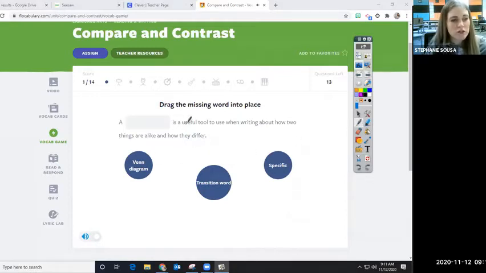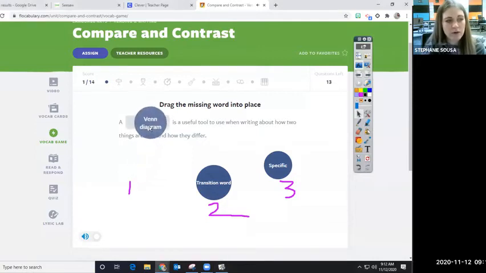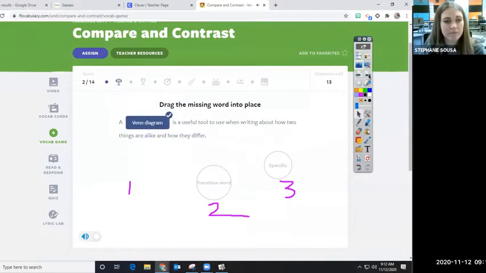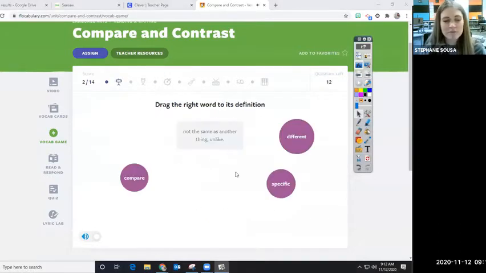A blank is a useful tool when writing about how two things are alike and how they are different. Is a Venn diagram a useful tool? Is a transition word a useful tool? Or is a specific a useful tool? What do we use when we are writing about how things are the same and how they are different? Show me on your cameras. I am seeing mostly ones. Let's see if a Venn diagram is a useful tool when writing about how two things are alike and different. Great job, we got the drums.